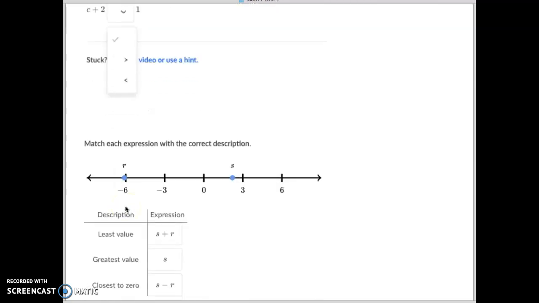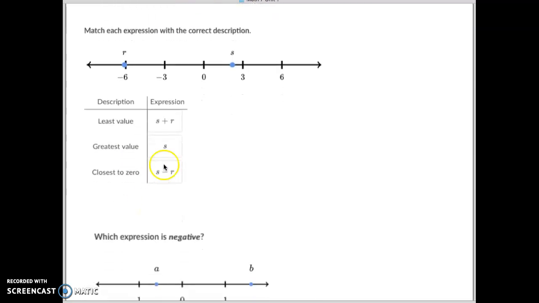Okay. Second one. We need to put these in the proper order from least to greatest, and the one closest to 0. So let's take a look at this. S plus R. Would you all agree that S is around 2 and R is around negative 6? So 2 plus negative 6, you might say, would equal negative 4. S, we said, is already equal to 2, so this one equals 2.